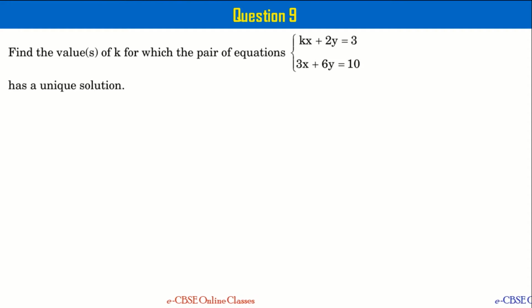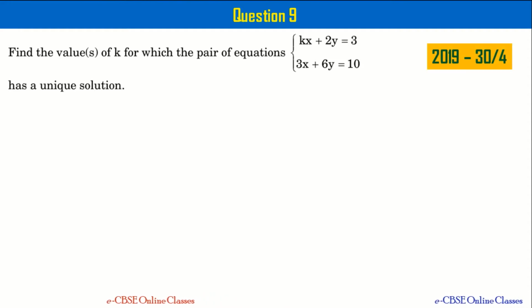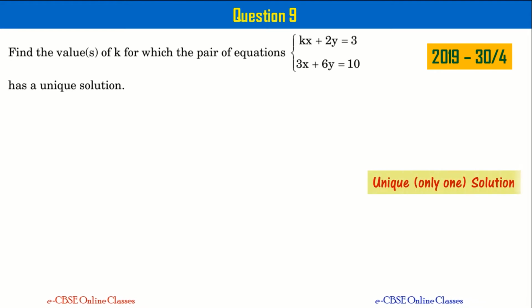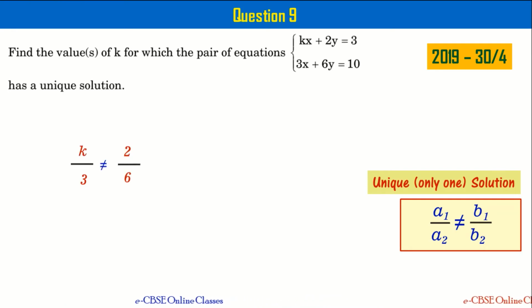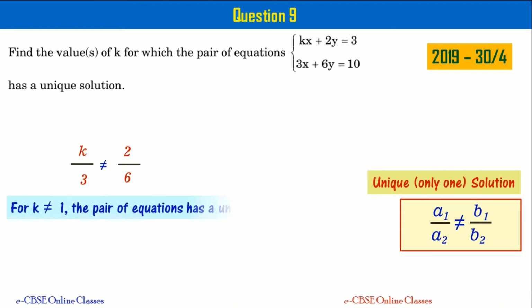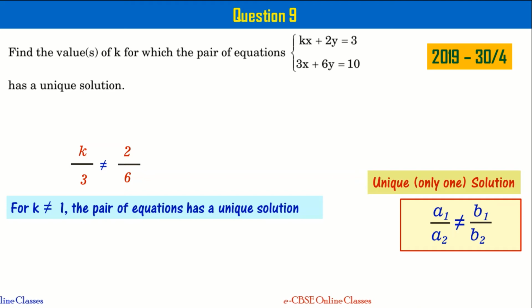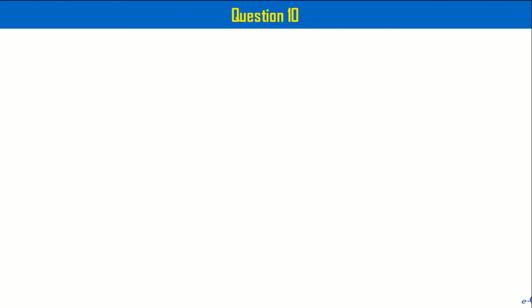This is almost similar to the previous question, but you want to have a unique solution here. When you want a unique solution, the relation has to be a1/a2 not equal to b1/b2, right? It means k/3 should not be equal to 2/6. So k not equal to 1 is the answer. For k not equal to 1, the pair of equations has a unique solution. Please take a note of this. Let's go to the next question.